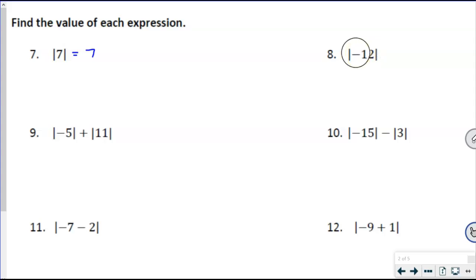And this one, absolute value of negative 12. How far away is negative 12 from 0? Tanner. It is 12 away from 0. What am I supposed to do here on 9 through 12? All right, how do I do 9 through 12? Go ahead, John, explain it to me.